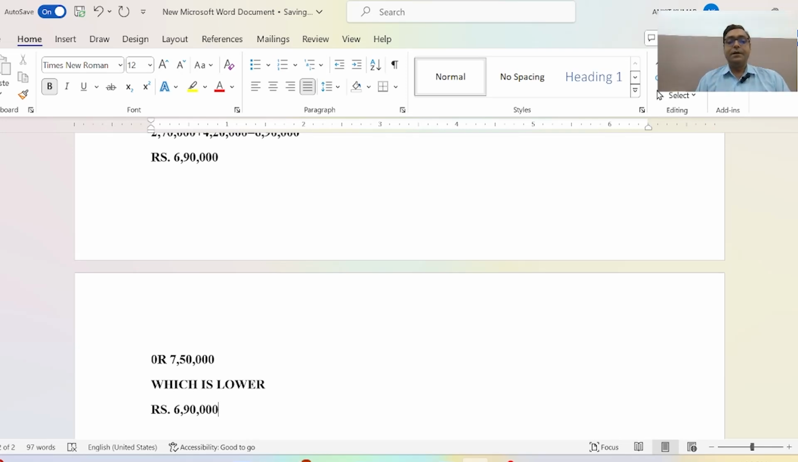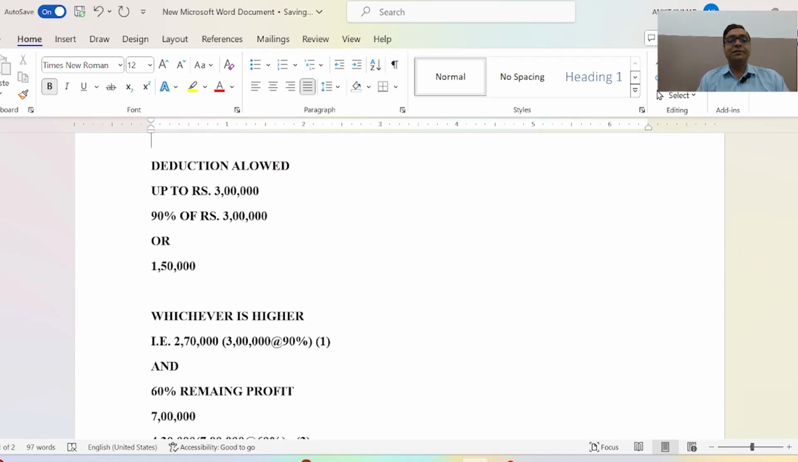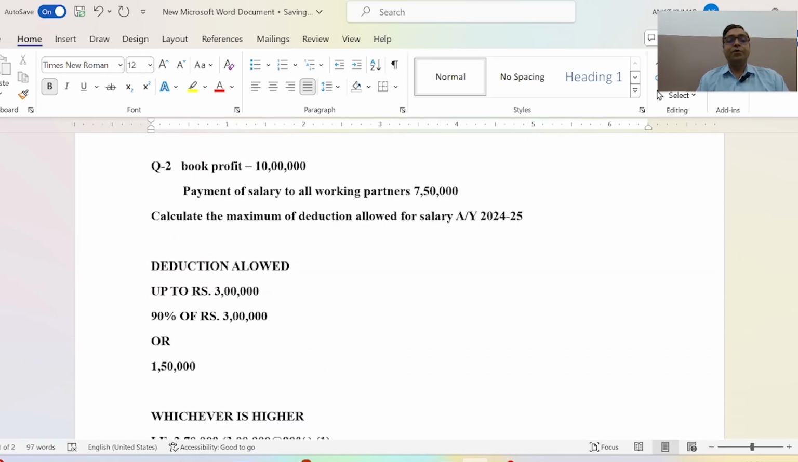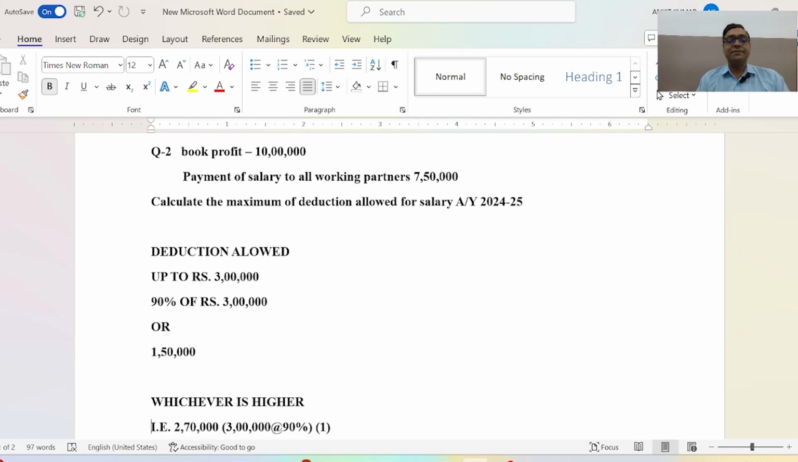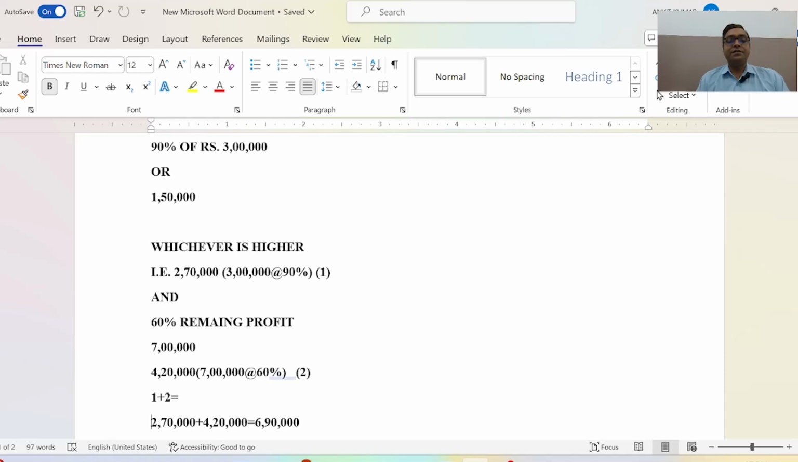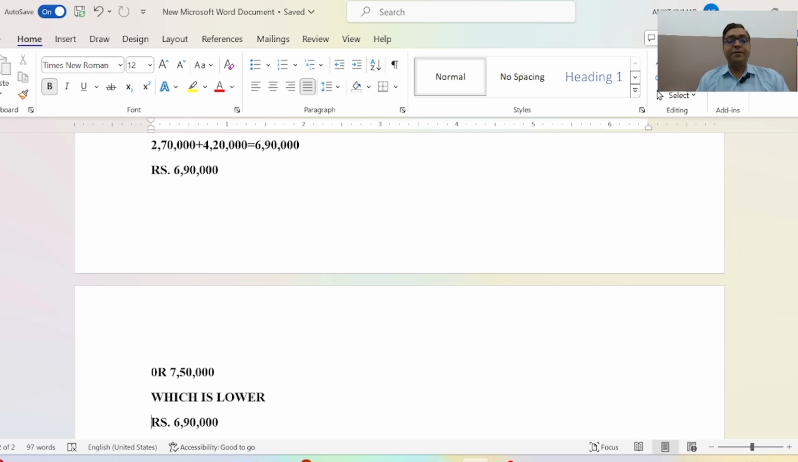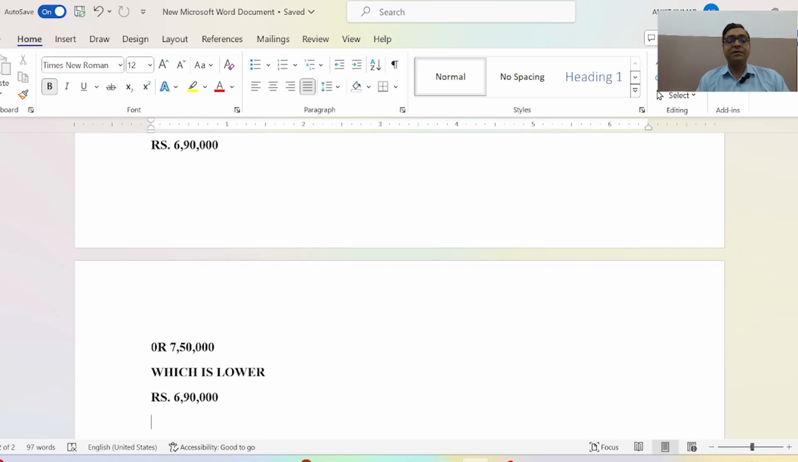Okay, I am repeating again. As per the question, book profit is 10 lakh rupees and payment of salary is 7,50,000. Deduction is 3 lakh rupees, 90% is 1,50,000, whichever is higher is 90%, and 60% of the remaining profit is 7 lakh rupees. And as per the income tax calculation, whichever amount is lower will be deductible.